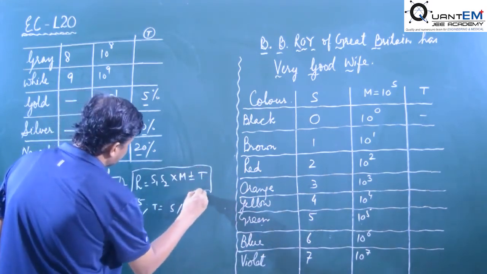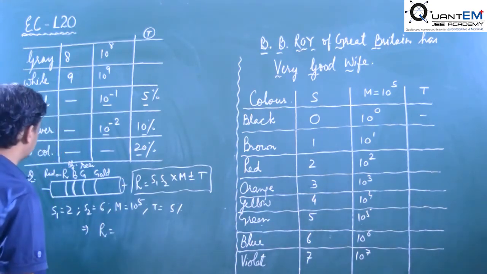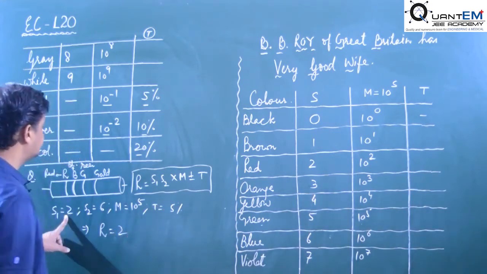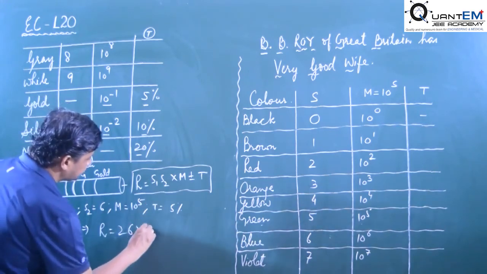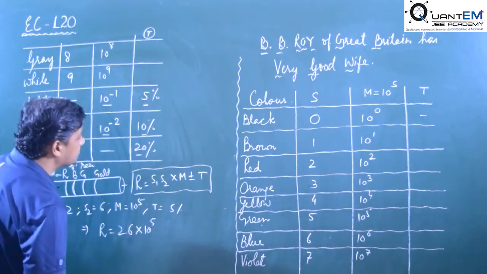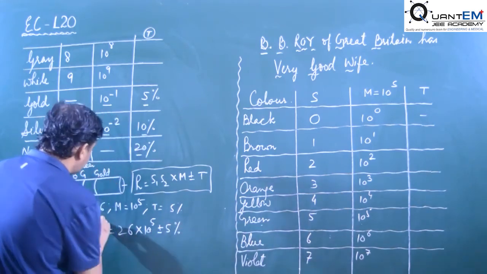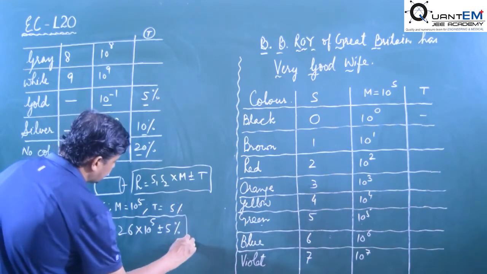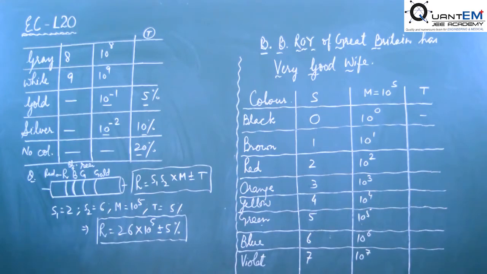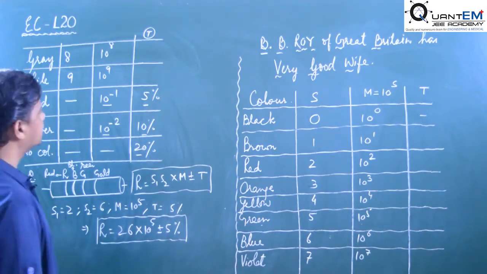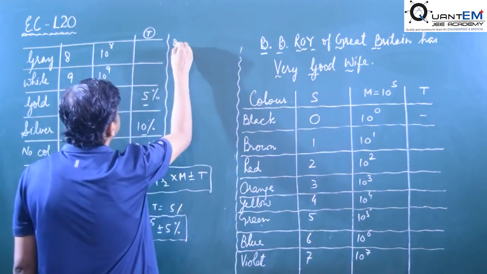Okay, so using this formula we have resistance equal to, in place of S1 we have to put 2, in place of S2 we have to put 6, so 26, multiplier 10⁵ and tolerance plus minus 5%. Okay, that is the resistance of this carbon color coded resistor. Okay, now see one more question we have.